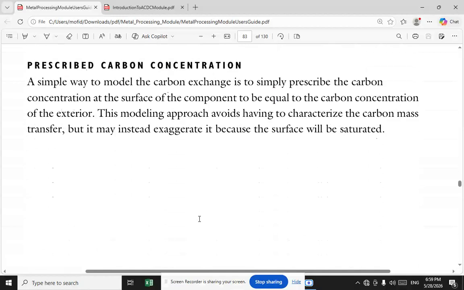Now I want to go through the prescribed carbon concentration. A simple way to model the carbon exchange is to simply prescribe the carbon concentration at the surface of the component to be equal to the carbon concentration of the exterior. This modeling approach avoids having to characterize the carbon mass transfer, but it may instead exaggerate it because the surface will be saturated.